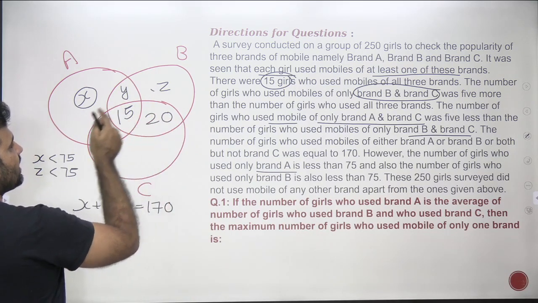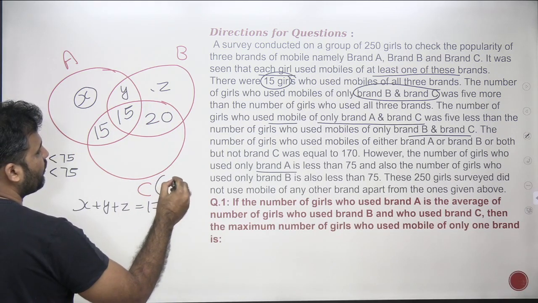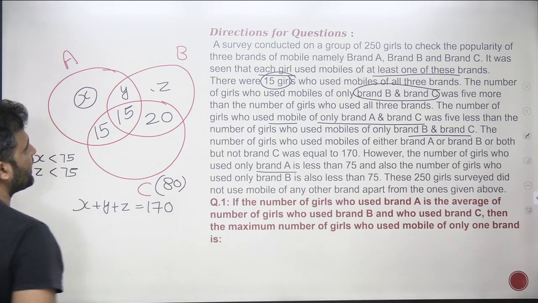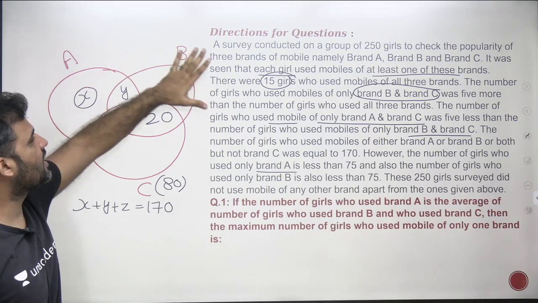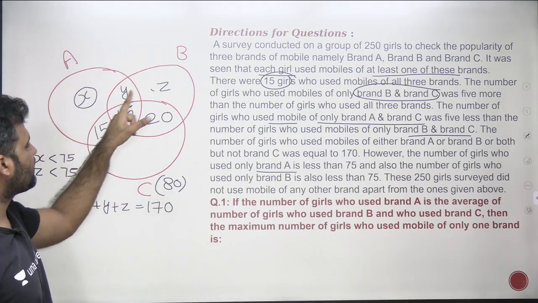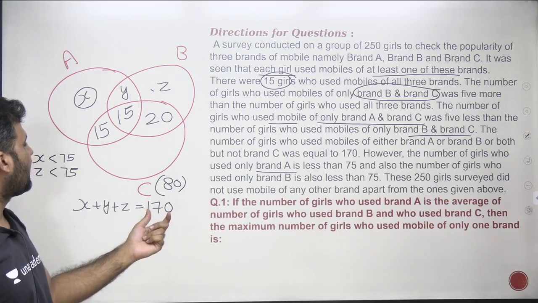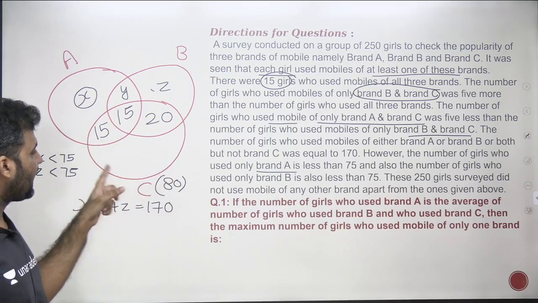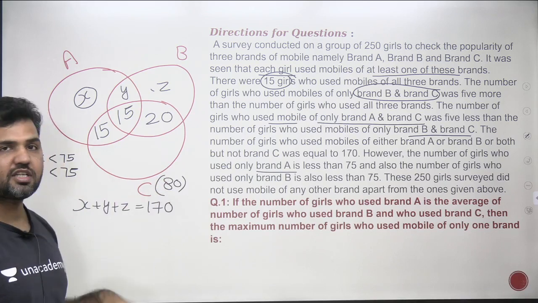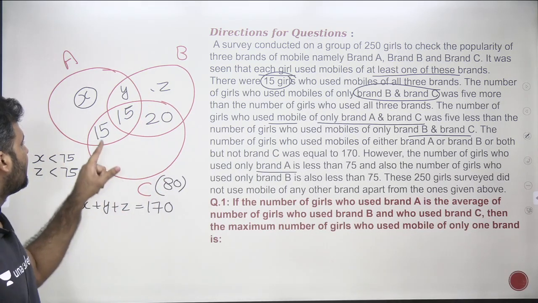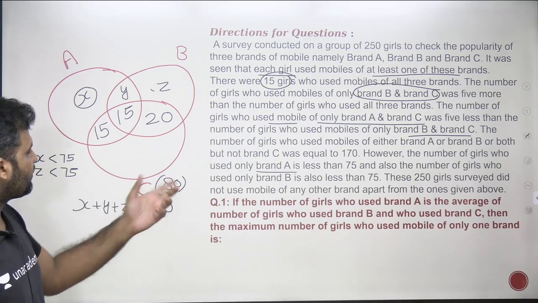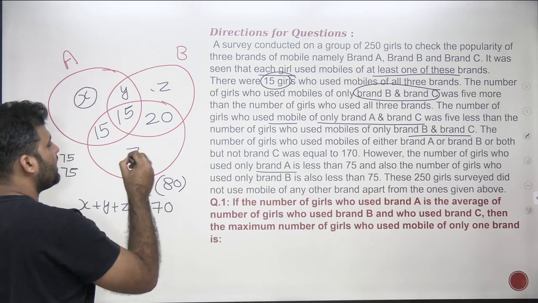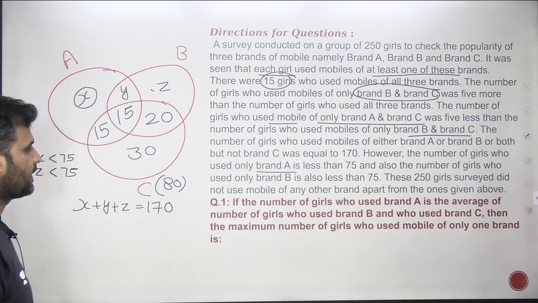So can I say the circle C is definitely 80? Why is it 80? Because the union of sets has to be 250. There is no girl lying outside of these three sets. X plus Y plus Z is 170, and this complete circle has to be 80. Only then 170 plus 80 will be 250. That's the total number of girls. So 15 plus 50, 30, 30 plus 20, 50. Now if you subtract 50 from 80, you will be left with a value of 30 here. So this value is 30, right?